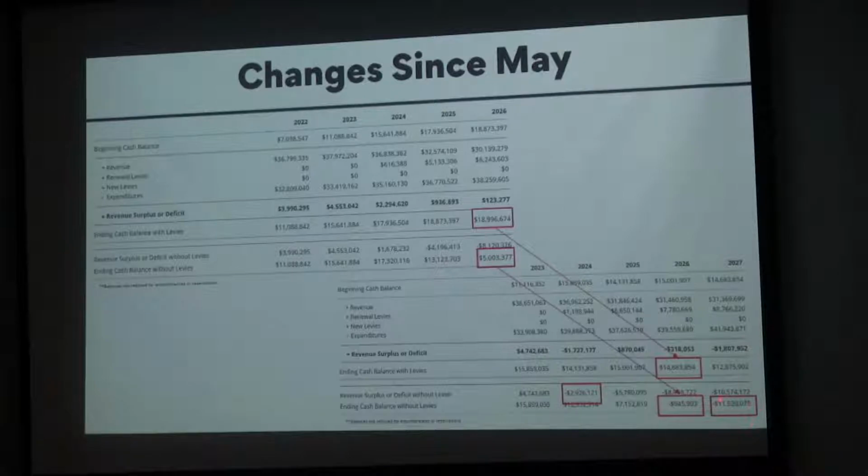I also highlighted too, in 27, since we do have that year on here, the ending cash balance in 27 without the income tax renewal would be negative $11 million. So that is important to highlight as well.